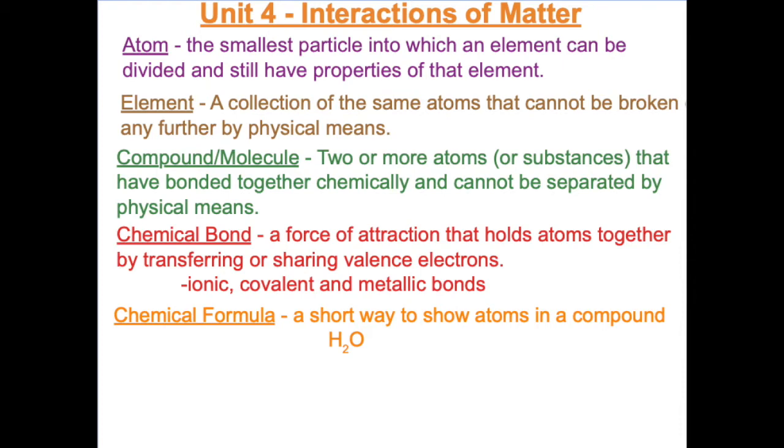A chemical bond occurs when two atoms bond together to form a new substance with new properties. This new substance cannot be separated by physical means. That means using a filter, a magnet, or distillation will not separate the atoms.